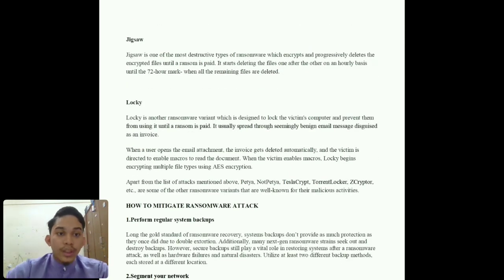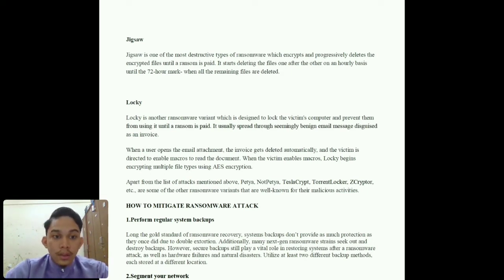Jigsaw. Jigsaw is one of the most destructive types of ransomware, which encrypts and progressively deletes the encrypted files into a ransom space. It starts deleting the files one after the other on an hourly basis until the 72-hour mark, when all the remaining files are deleted.